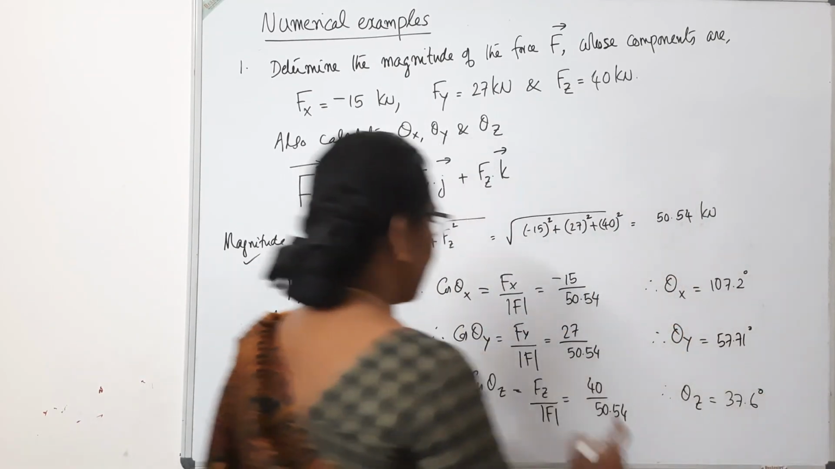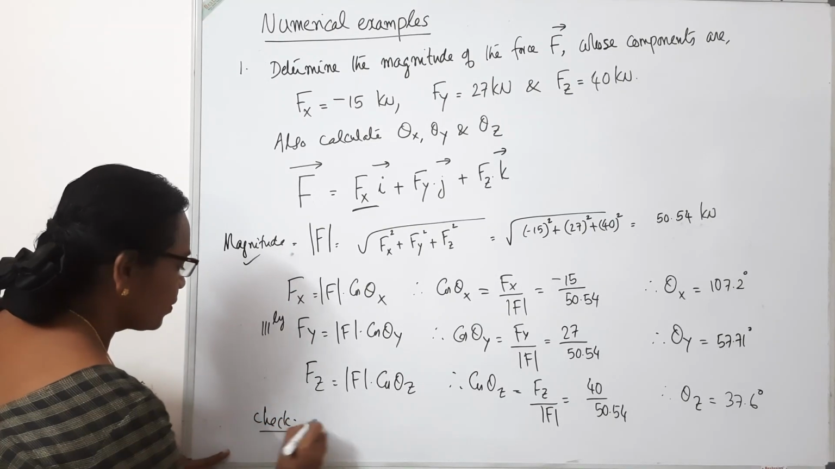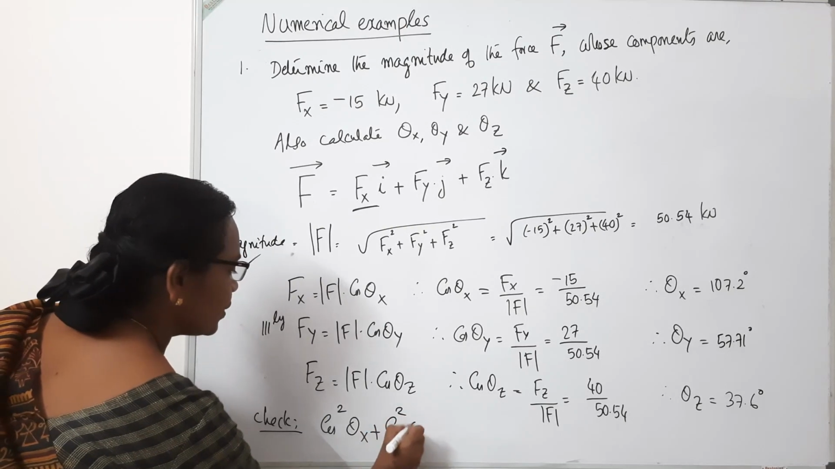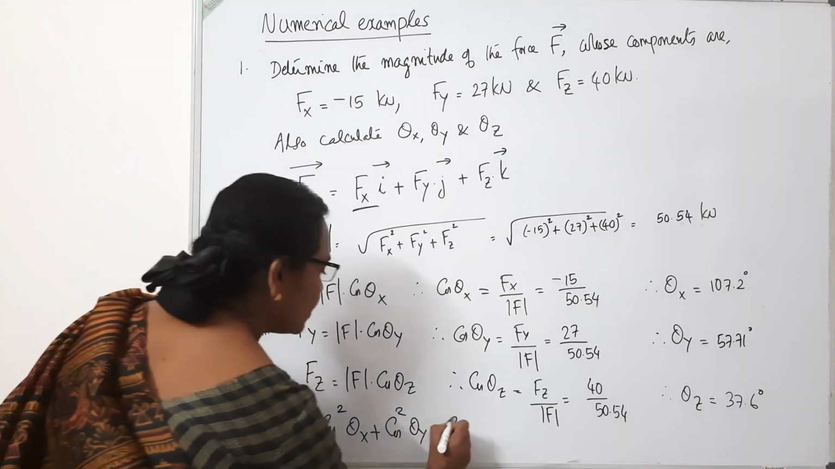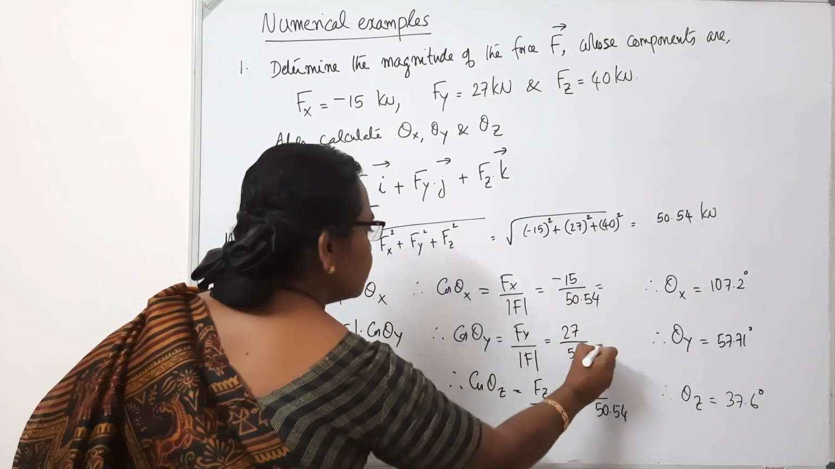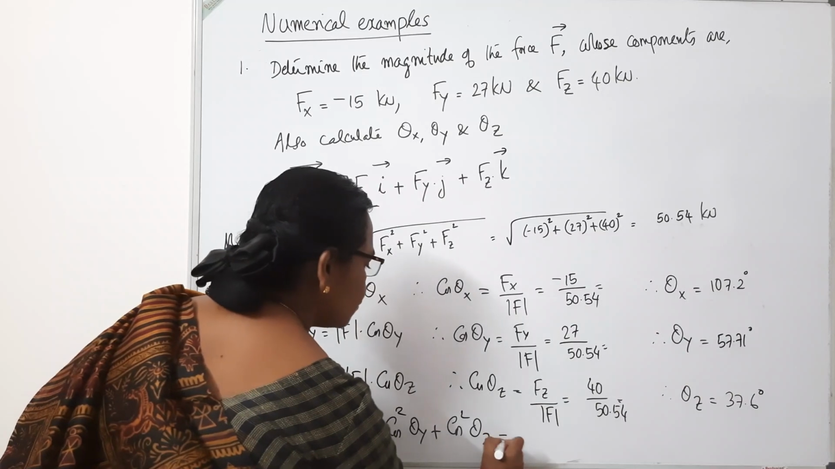Now we have to check whether this is correct. You can check cos square theta x plus cos square theta y plus cos square theta z. Calculate these terms and square them, and the sum should be equal to 1.